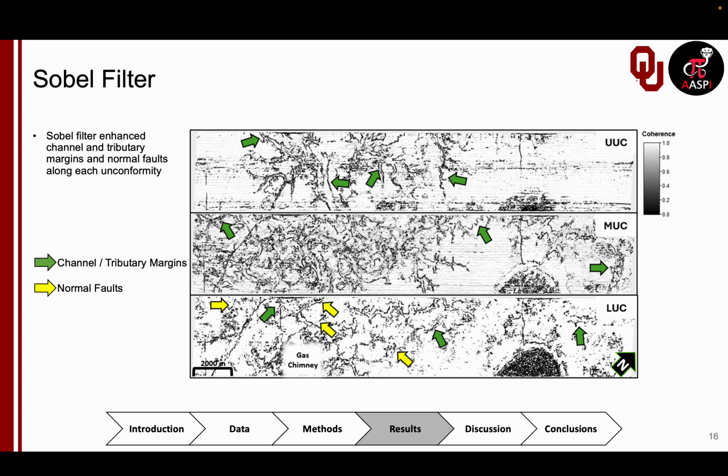So this Sobel filter is enhancing the channel and tributary margins along each unconformity, as indicated by green arrows. And then importantly, mostly along the lower unconformity, because that's where we have the most structure, we are really pulling out some of these more subtle normal faults. These yellow arrows are indicating normal faults, which I had previously overlooked in the original amplitude volume, but after running Sobel filter, it really draws them out and makes them very clear.